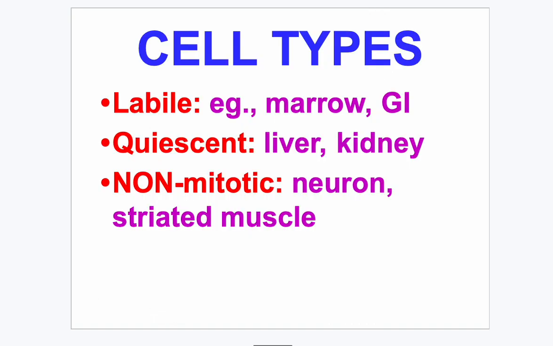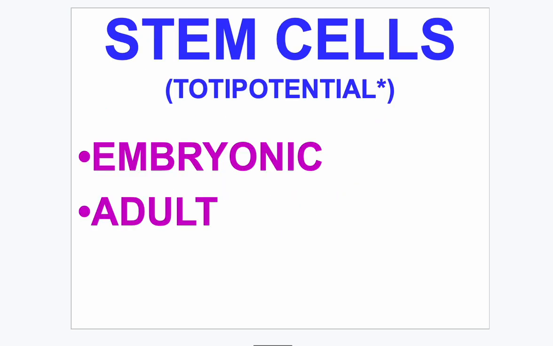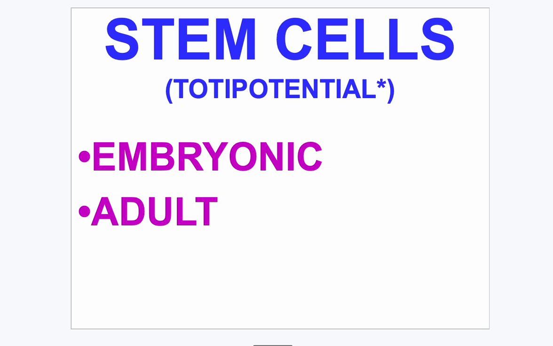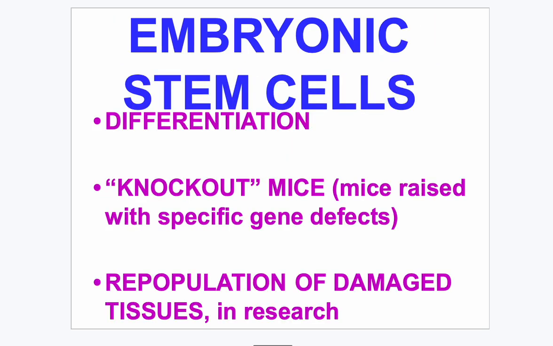Okay? You can classify cell types. It can be labile, no? Your marrow, and your GI, quiescent, your liver, your kidney, your non-mitotic, no, hindi sila nag-regenerate. It's your neuron and striated muscles. Okay? Your stem cells are totipotential, no? You have your embryonic and adult. Okay, so your toti, omni and pluri, no? These terms are often used interchangeably pero perhaps not totally correctly, no, ginagamit.